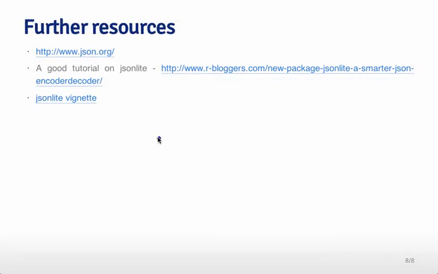If you want a little bit more information, you can go to json.org. This will give you more information about JSON in general. And then a really nice tutorial on jsonlite that was the basis for a lot of this lecture is right here at R bloggers, and you can take a look at that. The jsonlite vignette is also quite good and gives you a lot more information. So if you have a more complicated JSON structure that you need to get access to, you can check out those resources and they might give you a little bit more information.